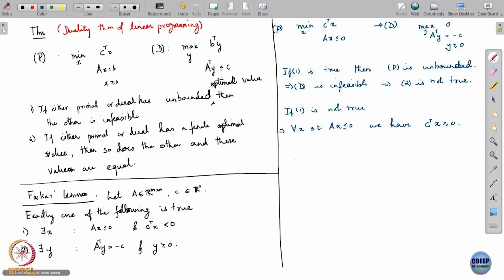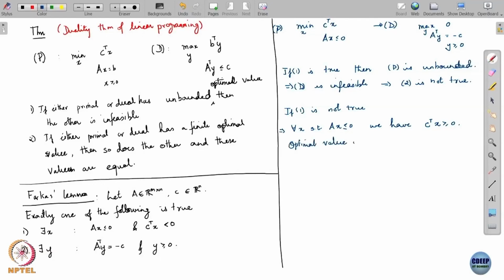If 1 is not true, this is what it would mean. Then what does this say? What does that imply? Let's look at the optimization problems again. What does it say about P? The optimal value of P will be 0, right, because c transpose x is always greater than or equal to 0 on the feasible region, and at x equal to 0, its value is 0. So, this would mean the optimal value of P is equal to 0.